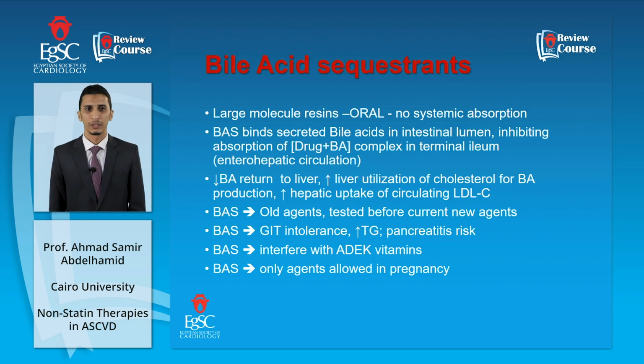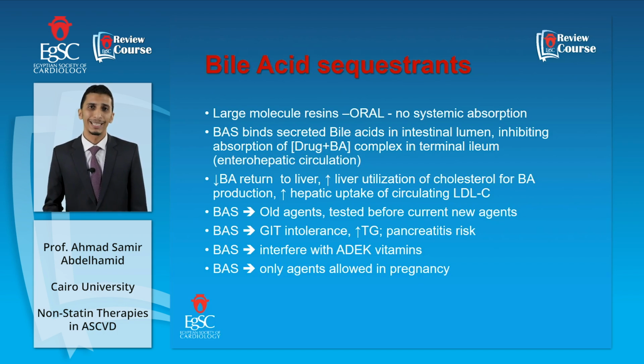Bile acid sequestrants, on the contrary, are large molecule resins that are taken orally with no systemic absorption. They are not absorbed from the GIT lumen into our systemic circulation. They bind with the secreted bile acids in the intestinal lumen and inhibit the absorption of the drug-bile acid sequestrant complex into the terminal ileum, thus interfering with the enterohepatic circulation.